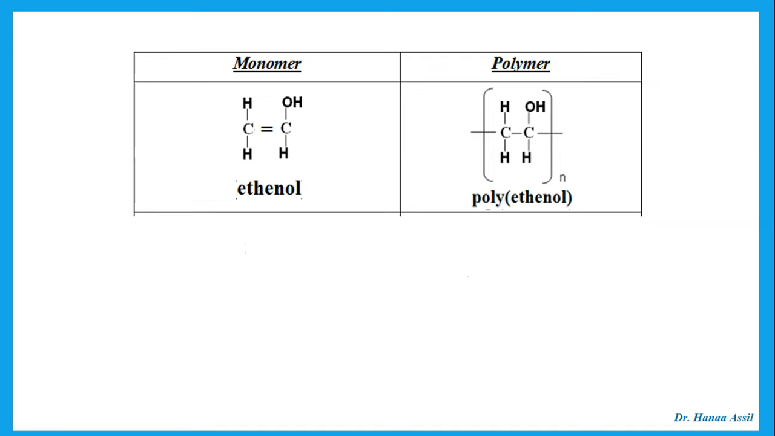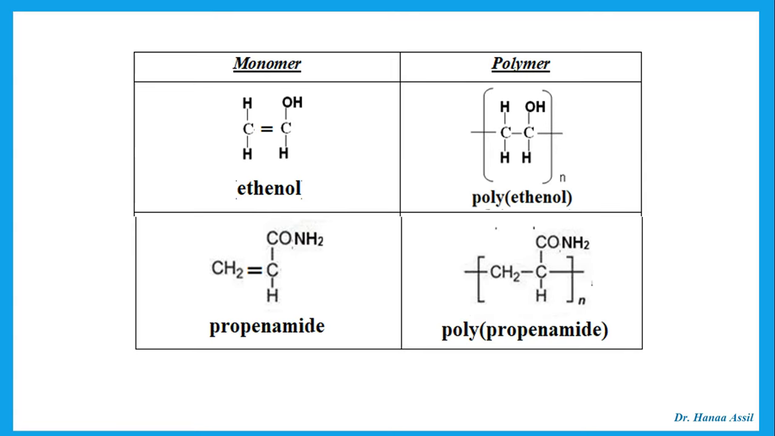This, for example, is something that has an alcohol and a double bond, so this is actually ethenol. Again, we open the double bond and we make the polymer, and that would be the name of the polymer. Propenamide, again, you just look at the 2 carbons that have the double bond and draw the polymer.